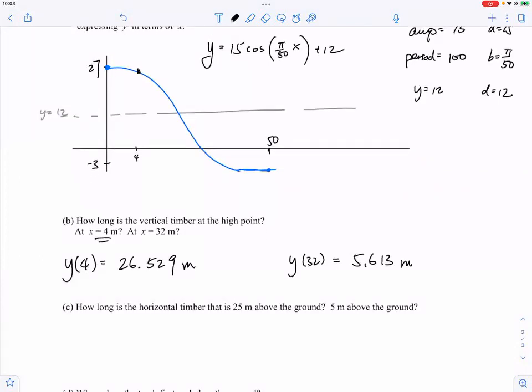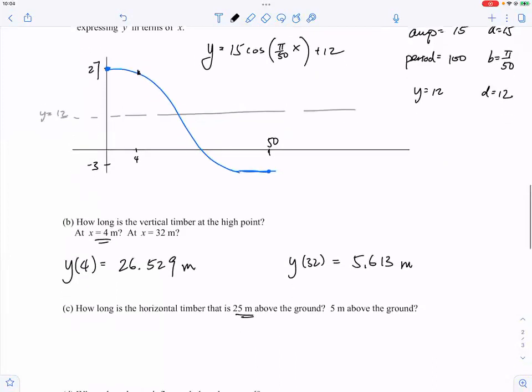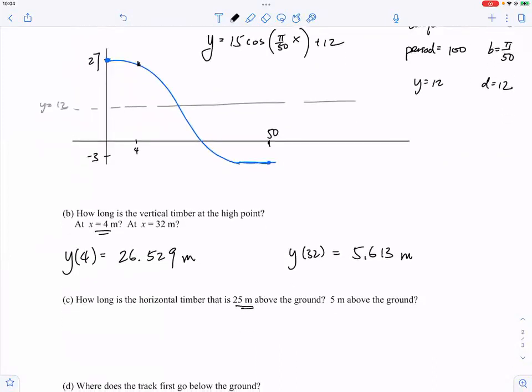So basically we're just describing the y value, just the height. And then we ask how long the horizontal timber is when it is 25 meters above the ground. That means we set y equal to 25. So when y is equal to 25, x is equal to 8.313 meters. So you will find the intersection.